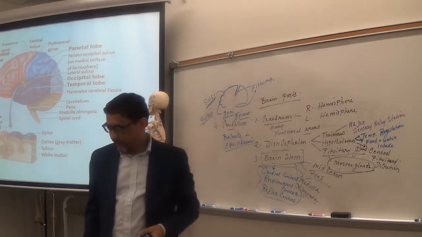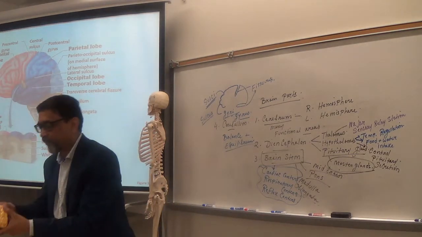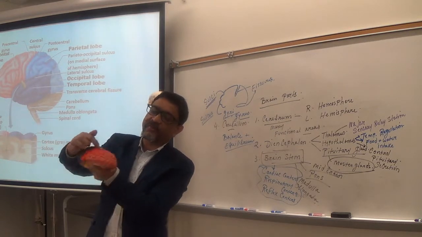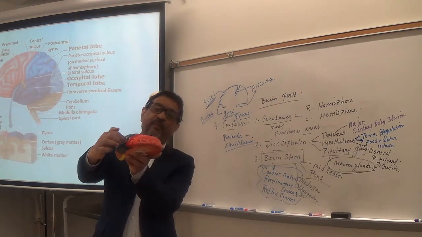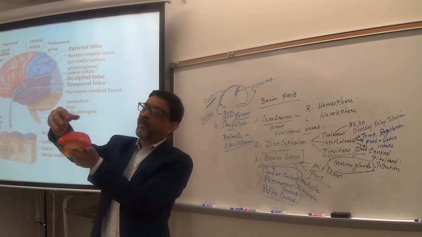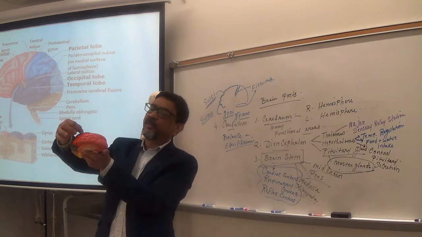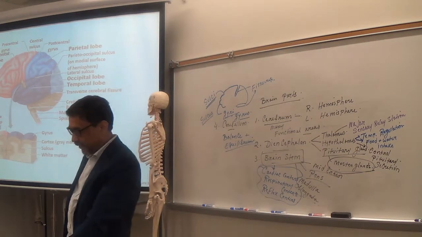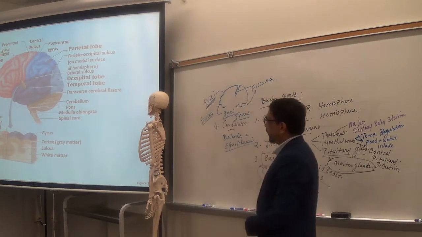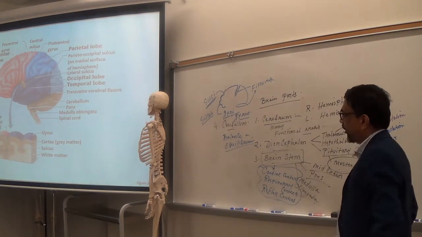Now, the central sulcus is a sulcus here. You see between red frontal and blue parietal, this groove or sulcus is important. Why? Because this one is separating the frontal lobe and parietal lobe. So that is the central sulcus in between frontal and parietal lobes.